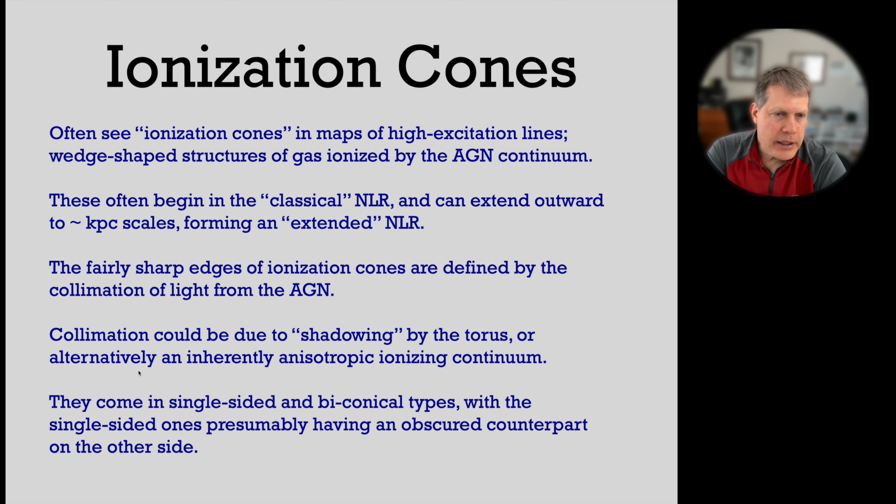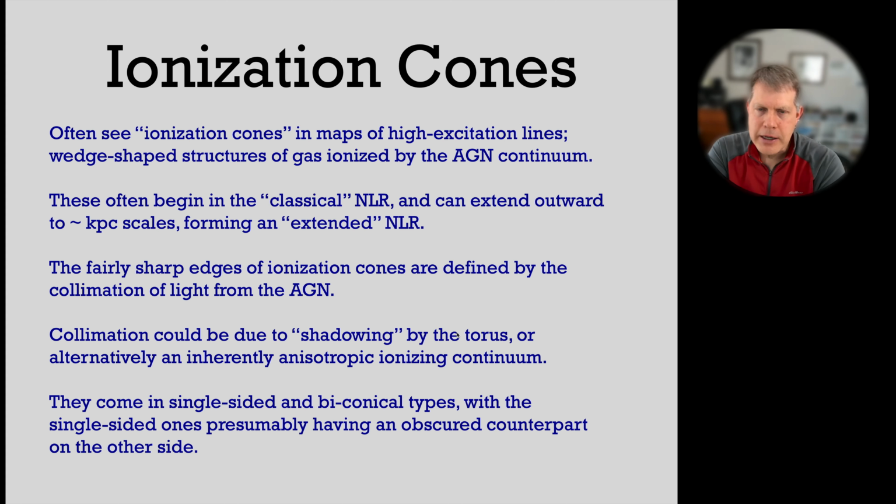Or alternatively, you could have an inherently anisotropic ionizing continuum otherwise, if there was some other source of shadowing, perhaps a thick accretion disk, a geometrically thick accretion disk on small scales. That could also collimate the ionizing continuum.